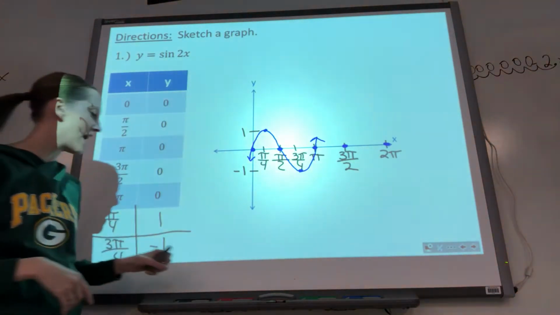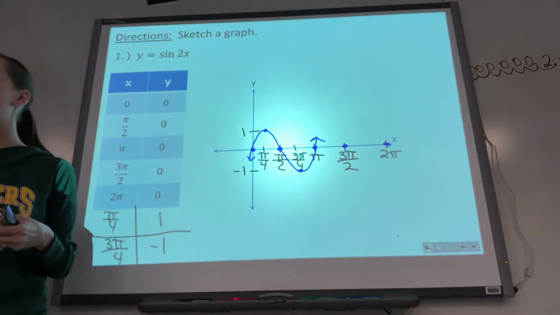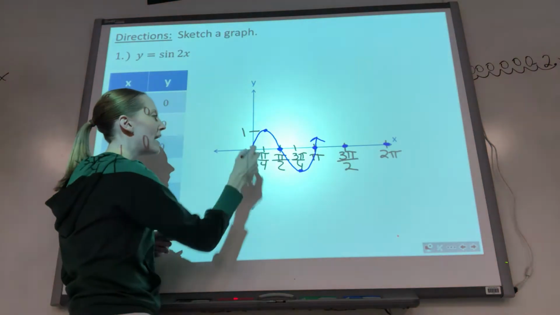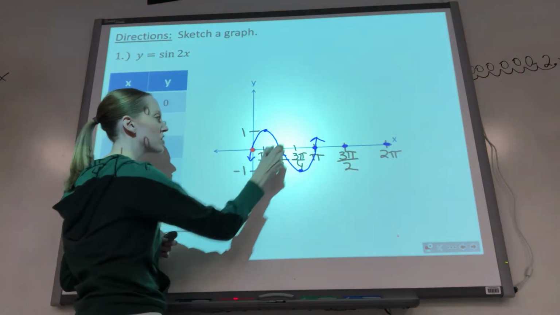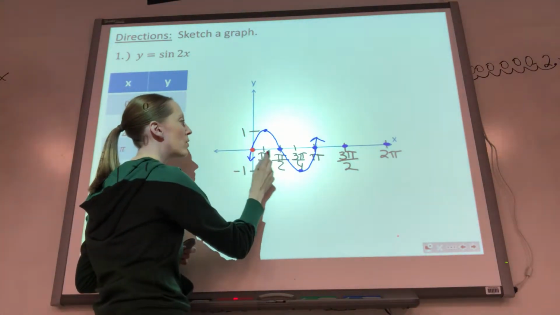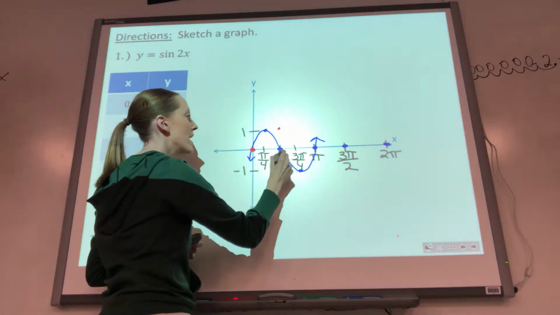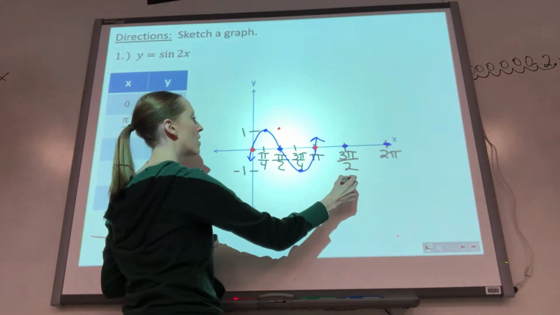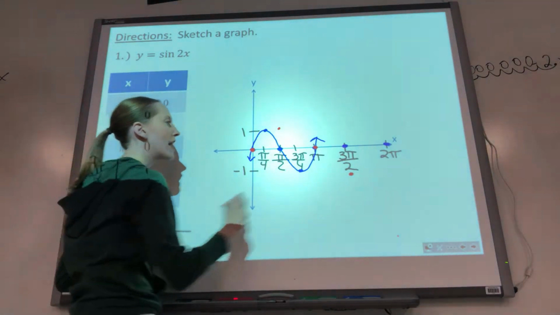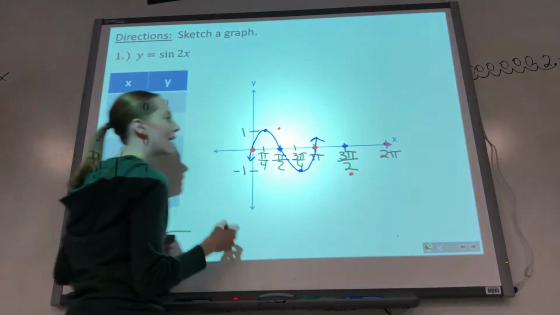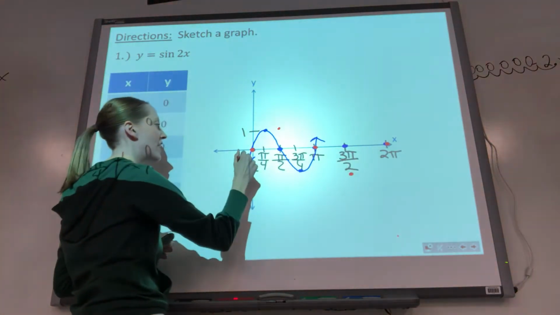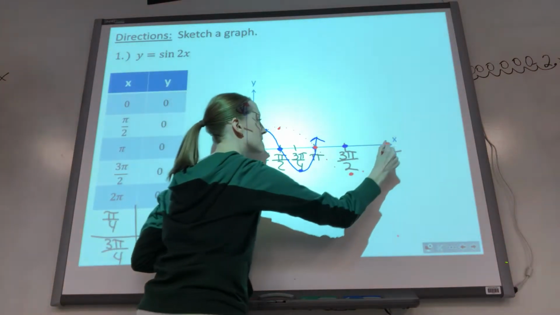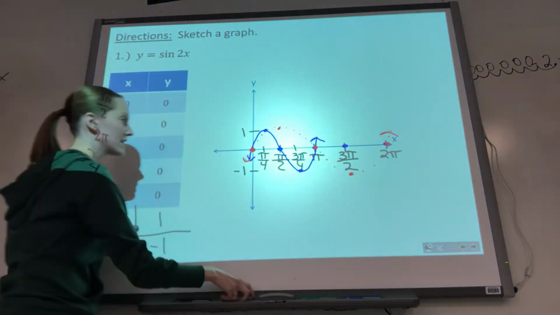That's what the parent graph looked like. However, and you don't really have to draw this part in, but here's what the parent graph actually did. It was up at 1 right here. It was down at 0 right there. It was down at negative 1 right there. And it was up at 0 right there. I'm just going to dot this in here. This is what our parent graph looked like.